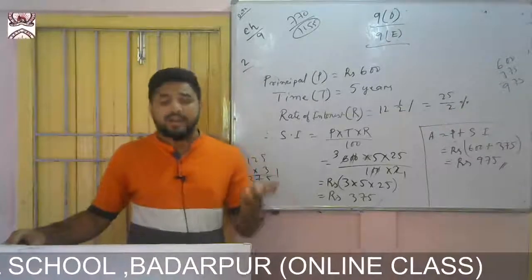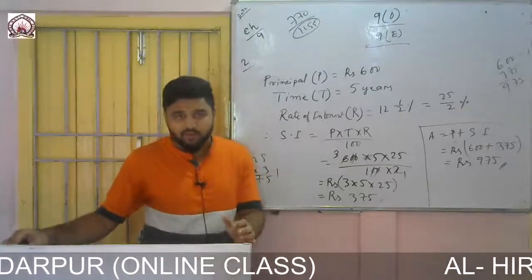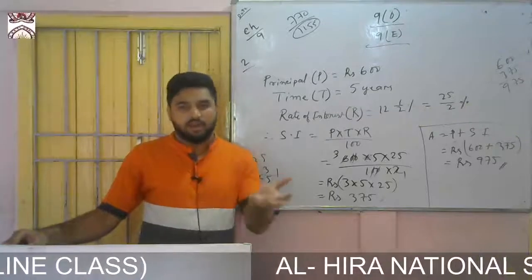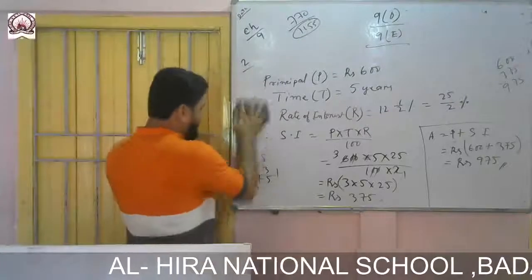That means we need to find the amount. First we'll find the interest. After finding the simple interest, we'll add the simple interest amount and the principal. Then we'll get the total amount. So right, exactly. Question number 3.